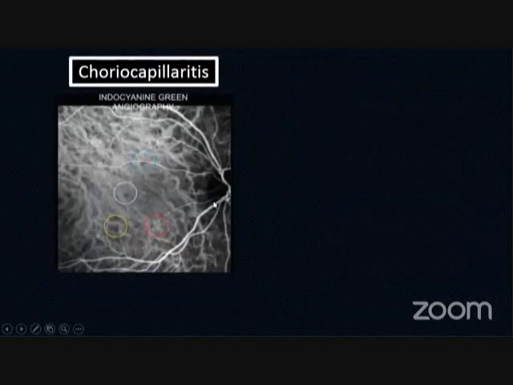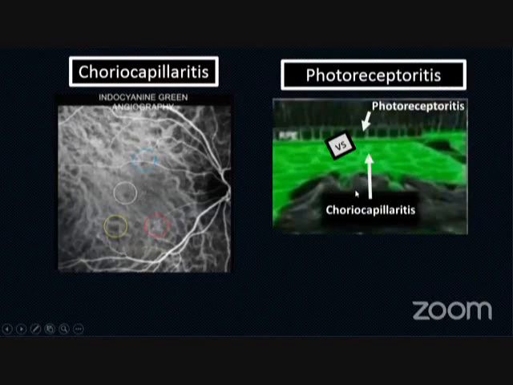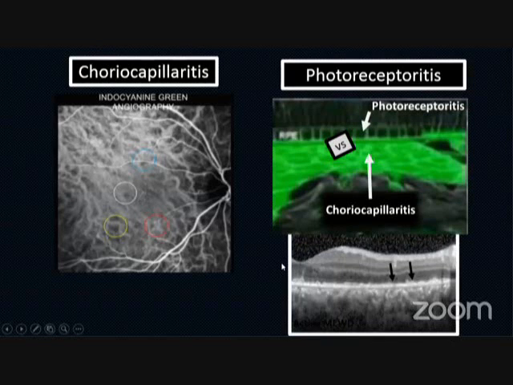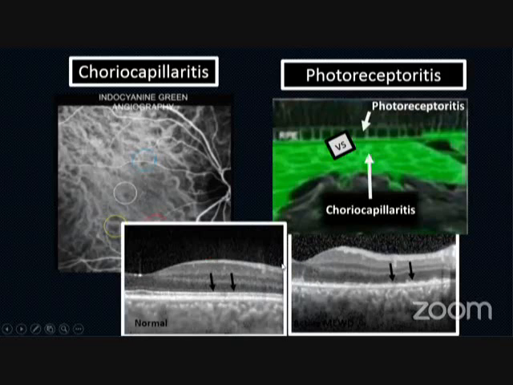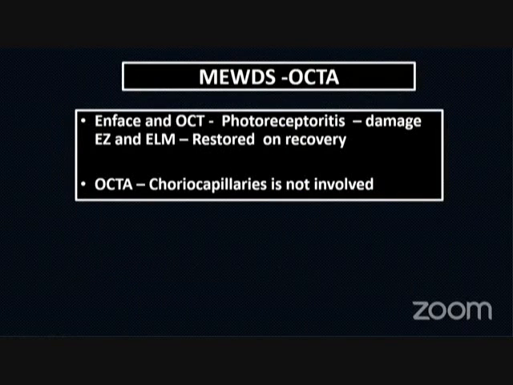This takes us back to the literature, when MEWDS was debated to be an insult of the choriocapillaris, and they highlighted this by ICG. Now they are saying it is a photoreceptor damage, and the choriocapillaris actually is not involved, and they refer to it as photoreceptoritis. As we can see, the photoreceptors are damaged and then go back to normal. So en face imaging is an important tool apart from autofluorescence, and it would show you when the patient is in an attack and in recovery, and OCT angiography didn't show any involvement.